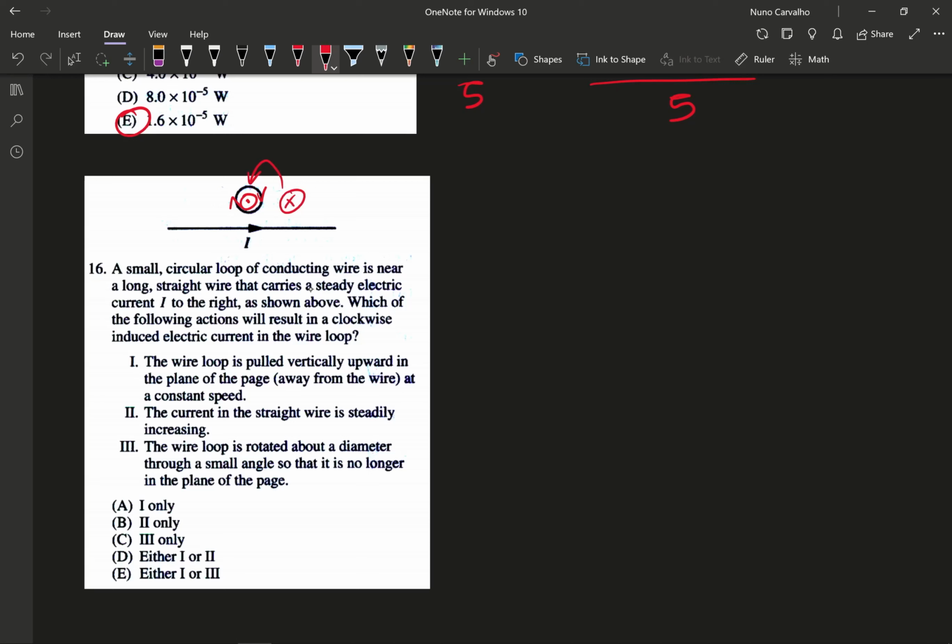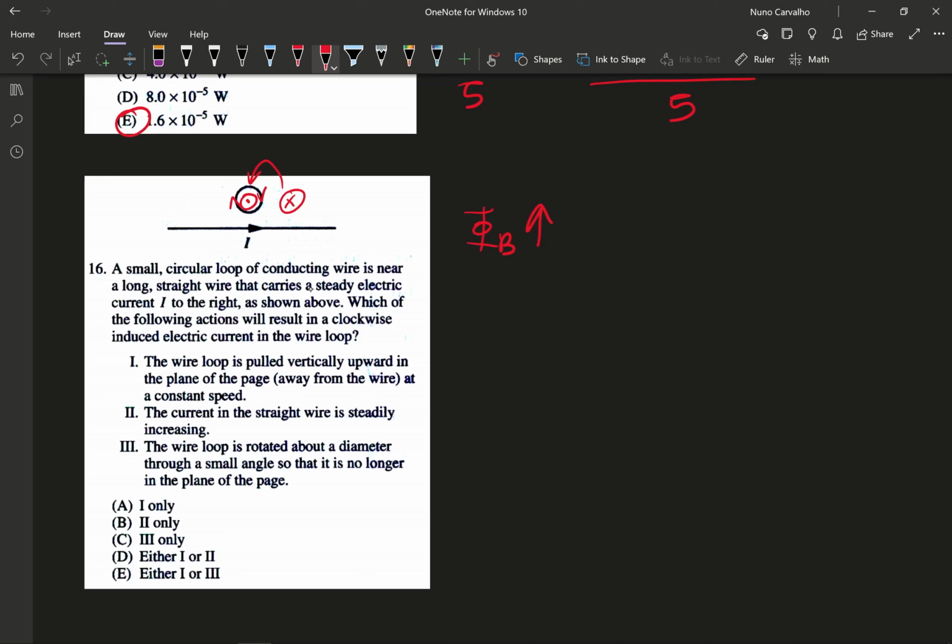So if you think about Lenz's law, but think backwards here, this means that the magnetic flux in the direction that's out of the page must be increasing for us to induce a current that will produce this magnetic field that will decrease the flux. So magnetic flux out of the page is increasing. Okay, so now let's think about each of these statements.